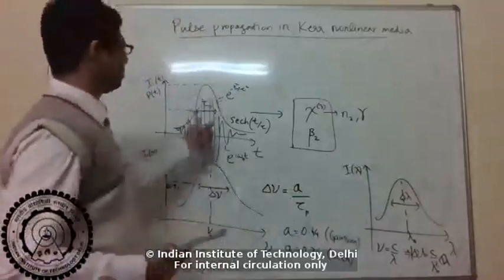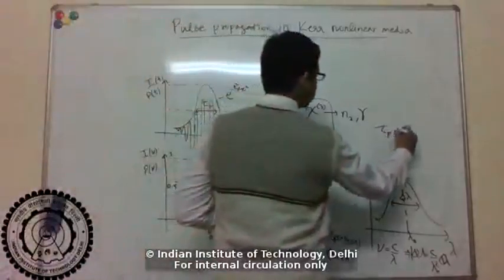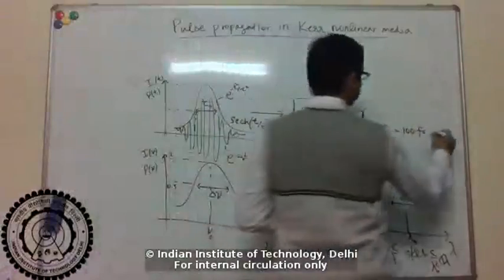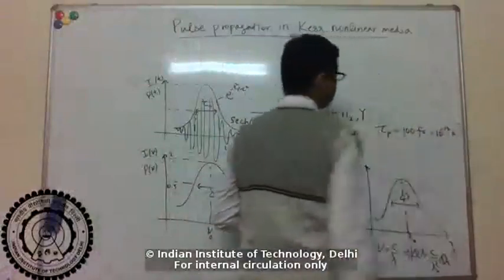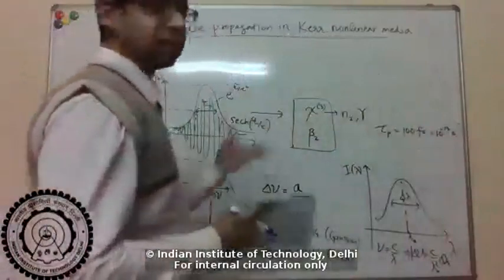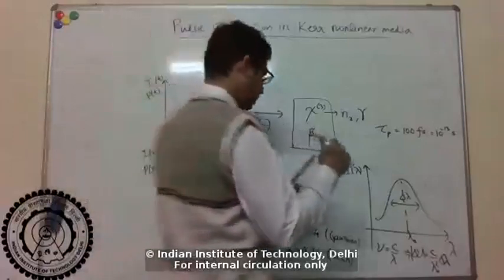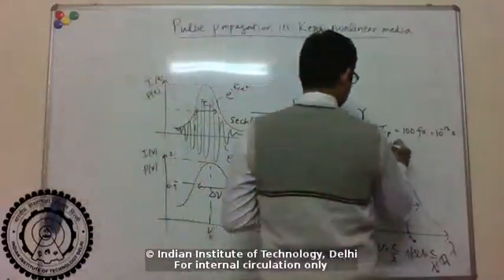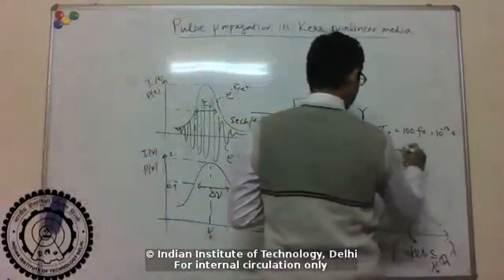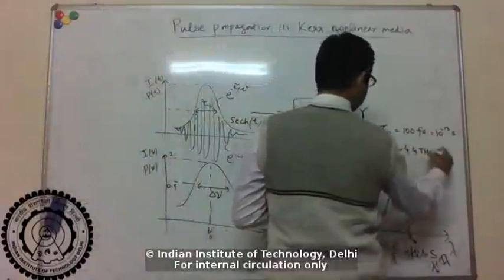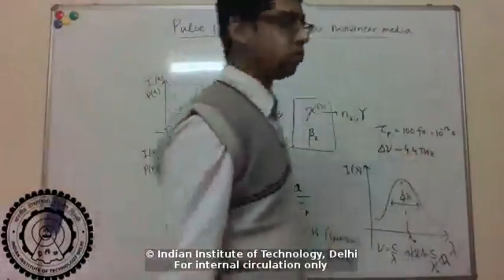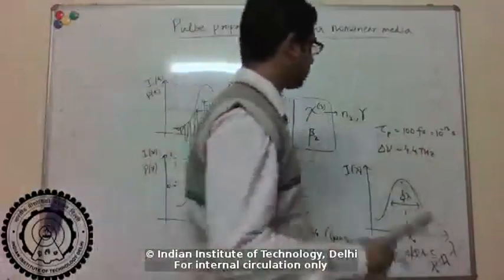So if this pulse width in time, tau p, is let's say 100 femtoseconds, so 10 to the minus 13 seconds, which is typical of an ultrashort pulse laser, then for a Gaussian pulse, the bandwidth you can calculate is about 4.4 terahertz. So 4.4 times 10 to the 12 hertz is the bandwidth for a 100 femtosecond pulse.